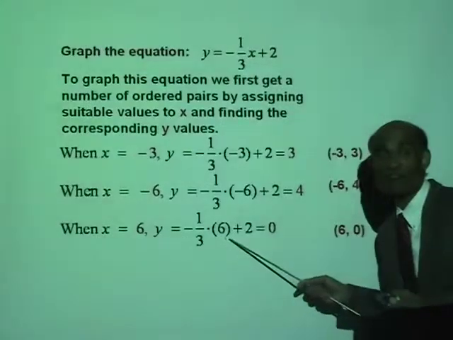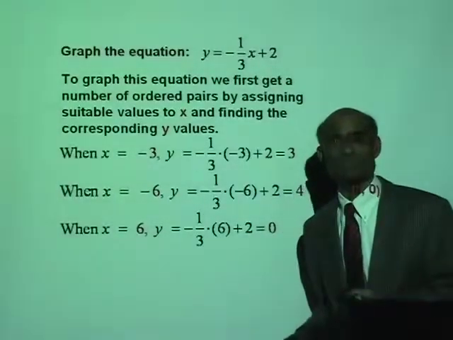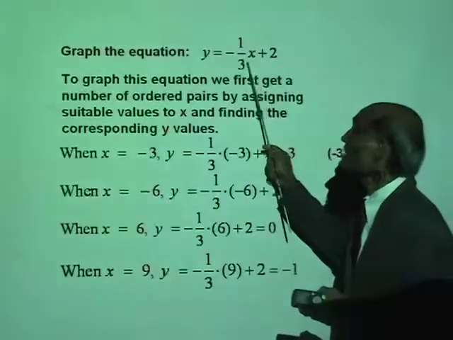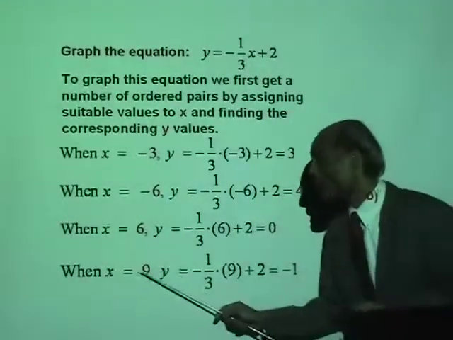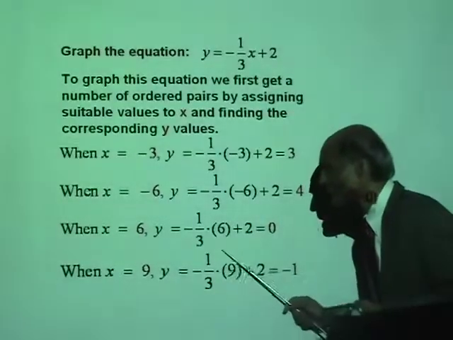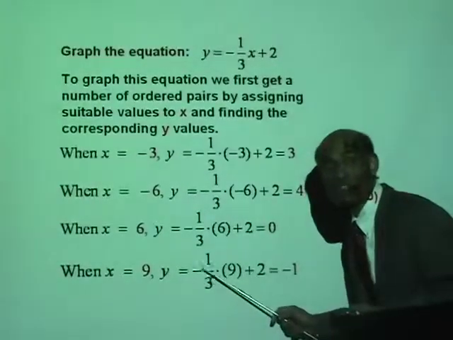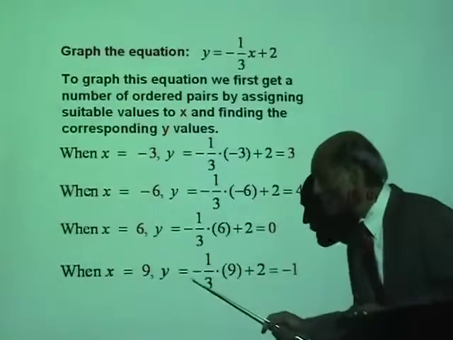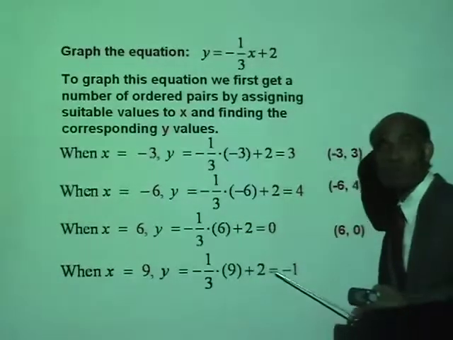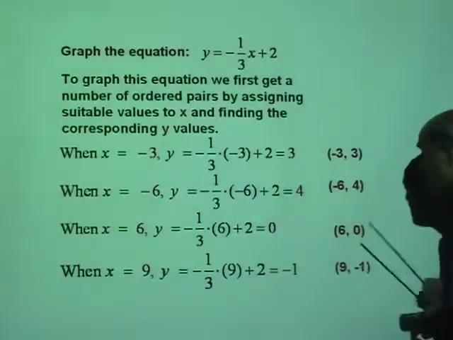I hope you're following the way I'm calculating the values of y. Okay, what do you think is the next convenient value I can choose? I'm going to choose x equal to positive 9. Again, I chose 9 because I can divide 9 by 3. So, when x equal to 9, y equal to -1/3 times 9, tell me what is the value of that. 3 goes in 9 3 times, and that 3 is negative. A negative multiplied by a positive is negative. So the value of this term is -3, and -3 added to positive 2 is -1. So that ordered pair is x equal to 9, y equal to -1.